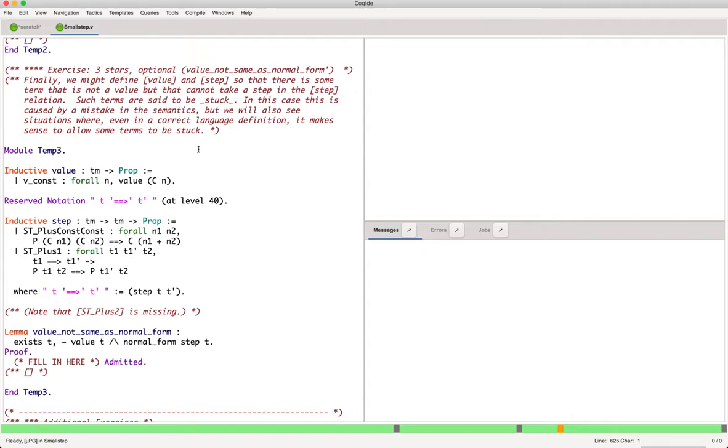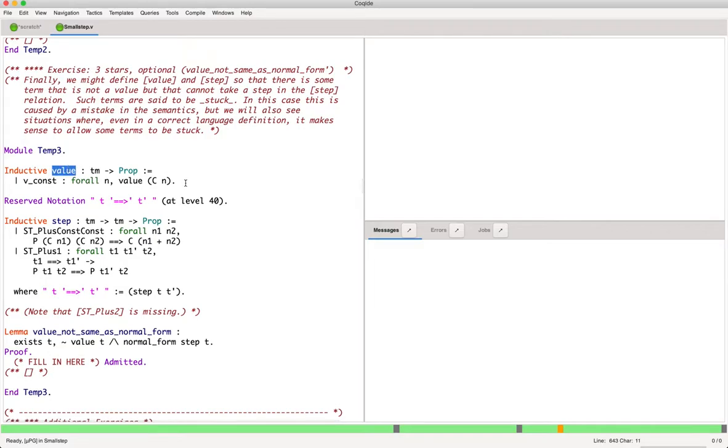So it might be that when you specify the step relation, you don't specify enough rules. You don't specify enough to get you fully evaluating everything. And so in this case, what they've done is they've taken out the step. They've got plus const, they've got plus 1, but they've taken out the plus 2. So there's no rule for plus 2, right? And they've got the same value definition as before.